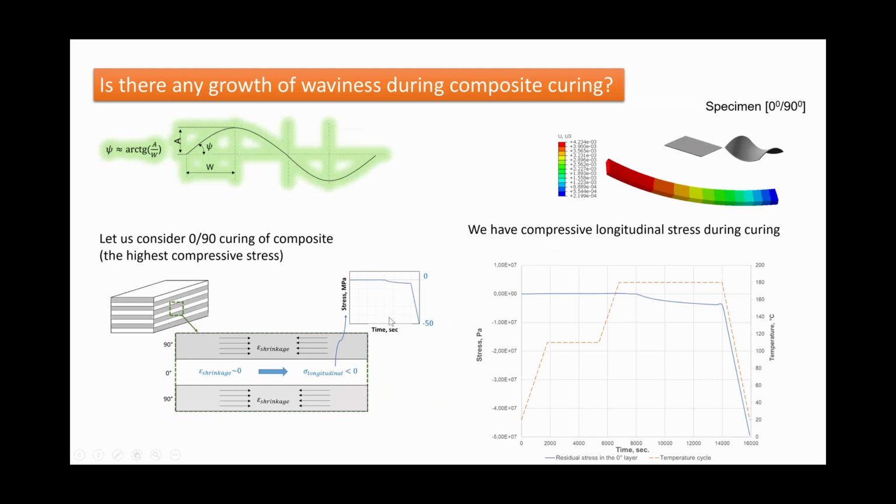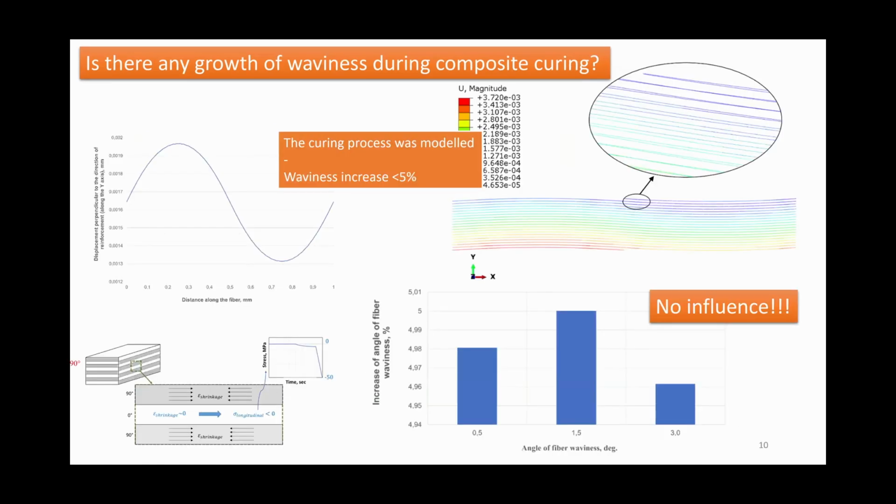The main idea is that if we consider, for example, cross-ply layup, we have the most highest residual stress in this case. So during manufacturing, we have some layers in compression along the fibers. So here is the plot for during manufacturing, how compressive stress looks like during time. So they are relatively high. And taking into account this stress, we produce curing of this periodic cell.